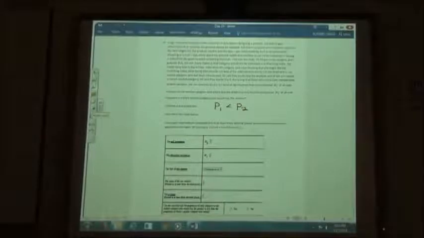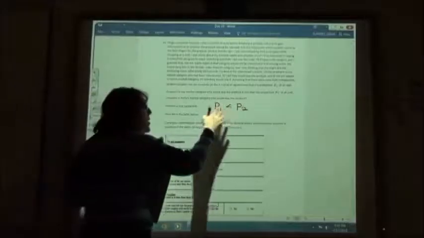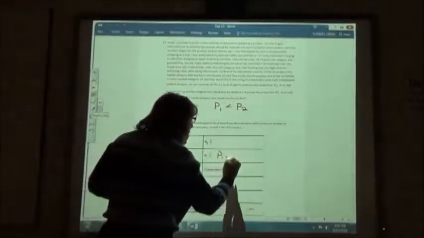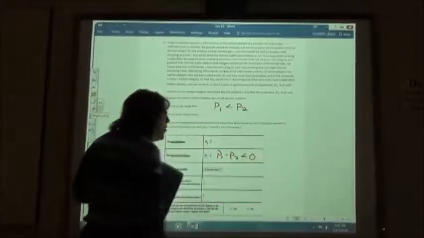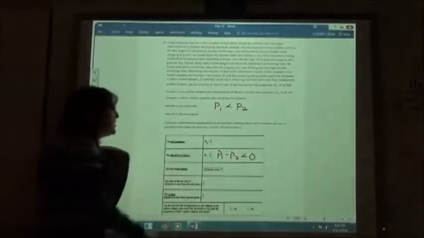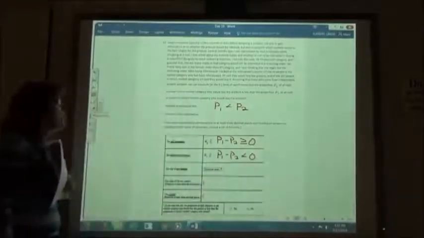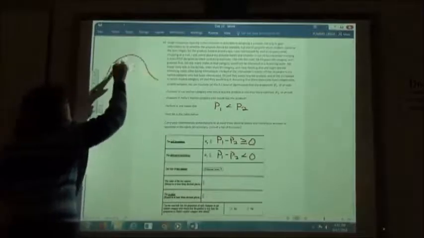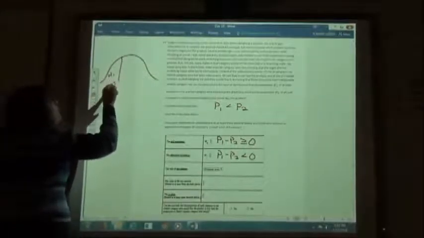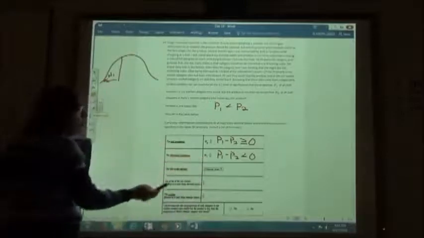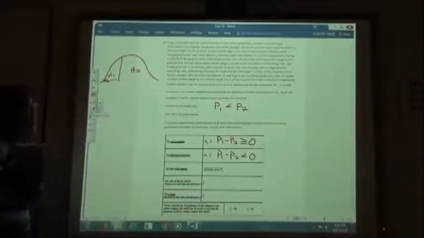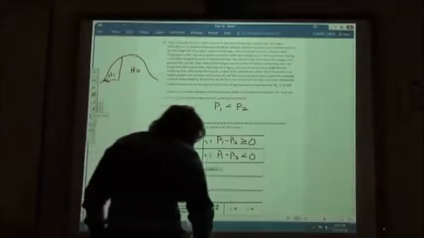The less than goes in for the alternative hypothesis, right? Of course, we're going to rearrange it so it's 0. So P1 minus P2 is less than 0 is my alternative hypothesis. P1 minus P2 is greater than or equal to 0 is my null. So we're doing a left-tailed test. We're checking less than for my alternative, which means my null would be over on this side, the greater than or equal to.